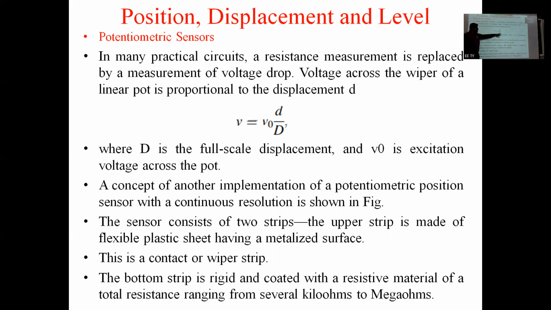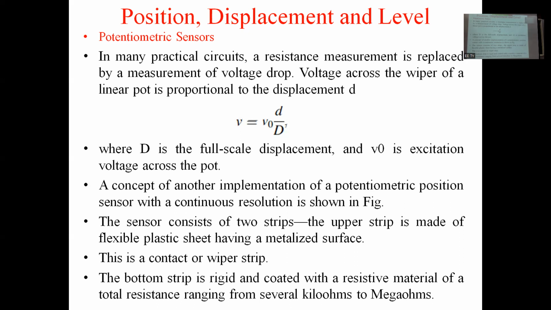The capital D is nothing but the full scale displacement, which is the maximum displacement. Here D is the full scale displacement and V0 is the excitation voltage at the initial position. Since it needs an excitation voltage, we call it an active type of sensor, so we require an excitation signal so that the initial voltage V0 is present across the coil.